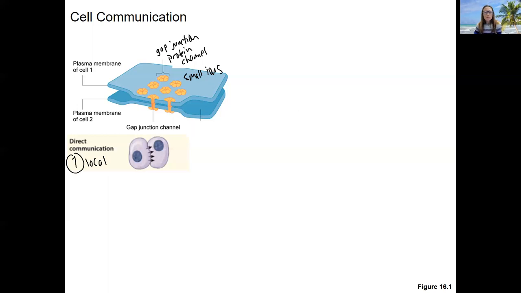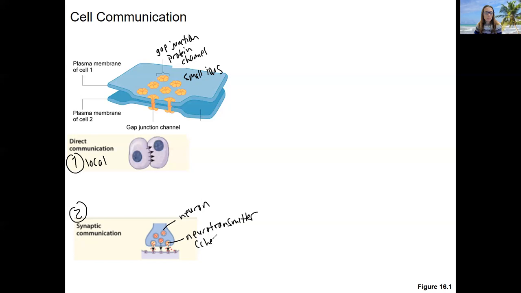The rest of the types are going to require molecules to move into the extracellular fluid. What is the extracellular fluid? Either interstitial fluid or plasma. So we'll have those two different ways. This is number two, synaptic communication. So this here would be a neuron releasing neurotransmitter. Neurotransmitter is a type of chemical messenger. It is a chemical that's released and binds to something to deliver a message. Chemical messenger is a very general term.